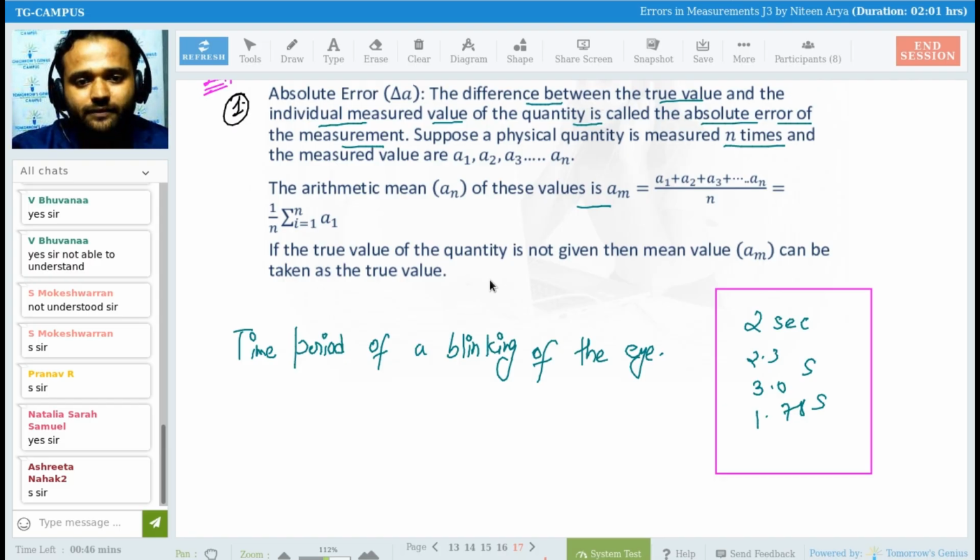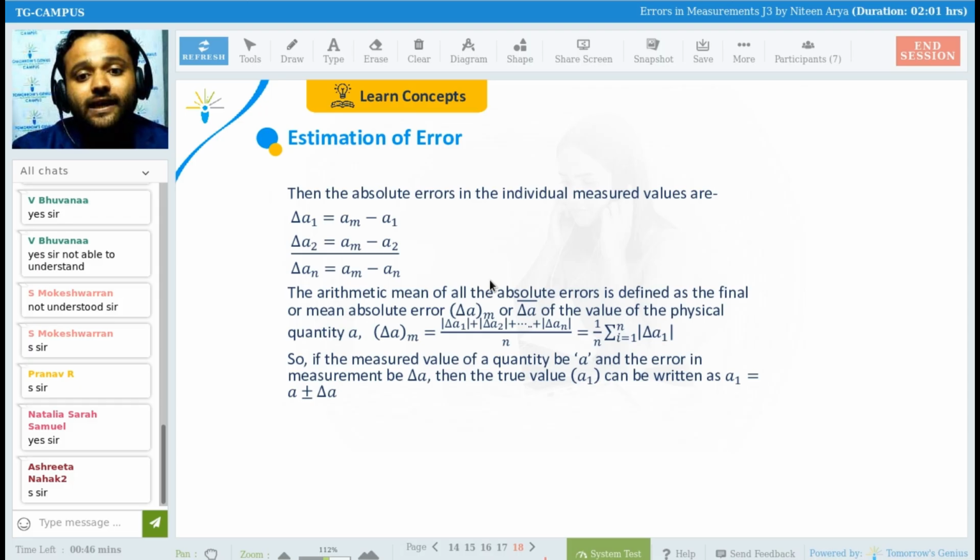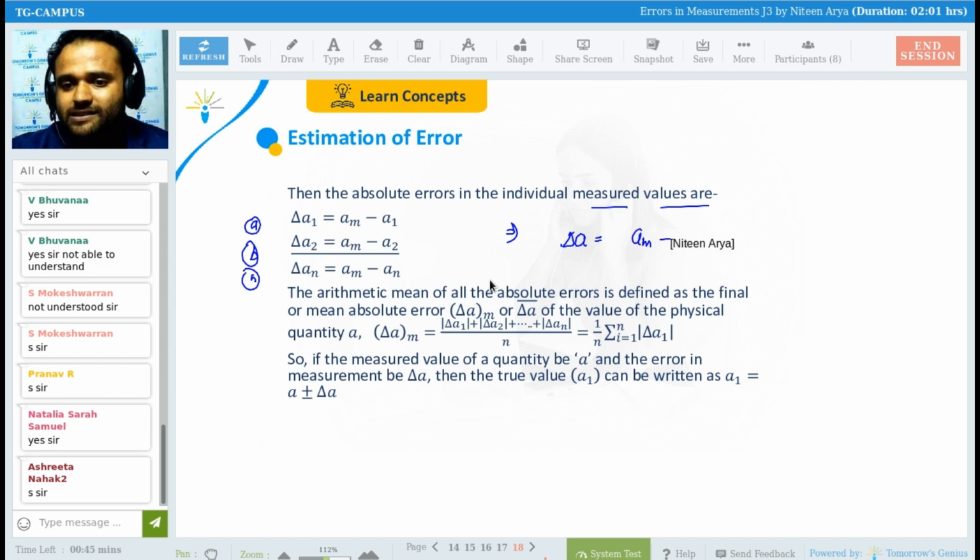So if the true value of the given quantity is not given, then the mean value AM can be taken as the true value. Once we know the true value, the absolute errors in the individual measured values are: error in the first observation, del A1, is the true value, which is the mean, minus A1. Similarly del A2, and so on n number of times. The arithmetic mean of all absolute errors is defined as the final or mean absolute error, that is del A mean. First of all, what is absolute error? When we don't know the true value, it is the mean value minus the individual value. That is your absolute error.